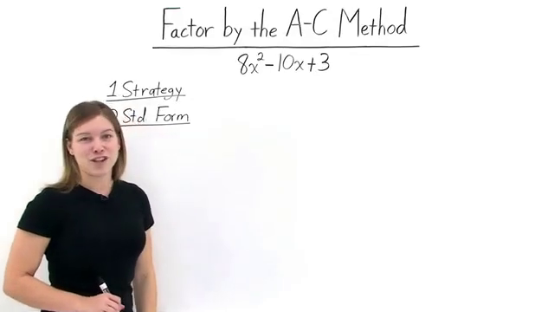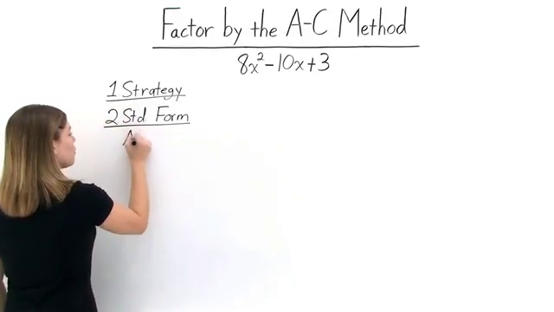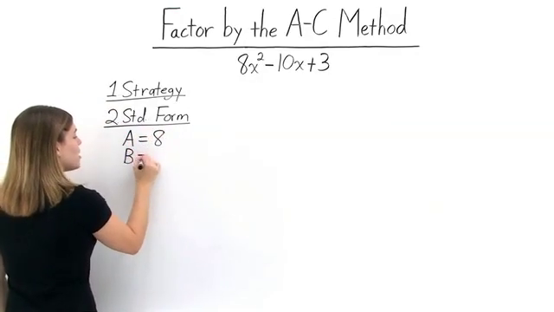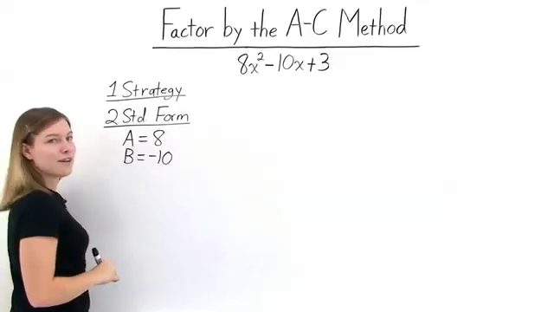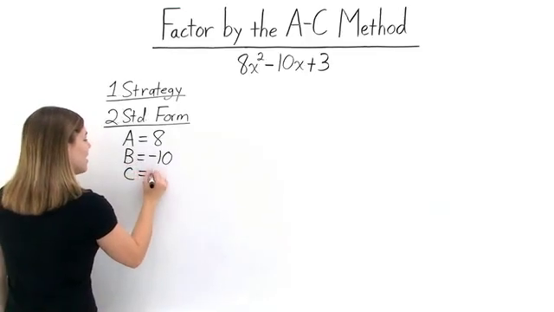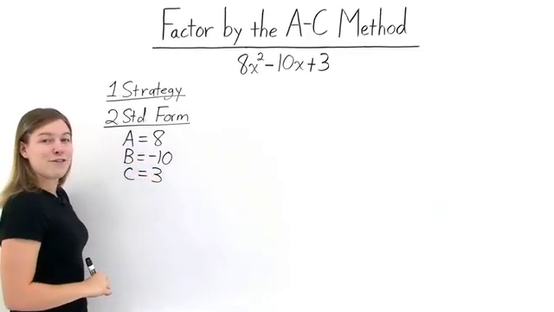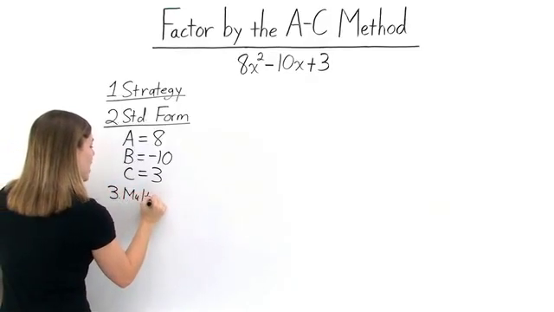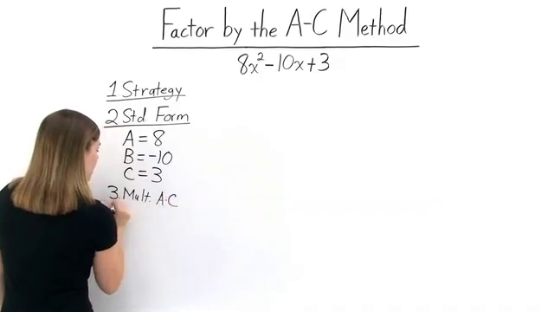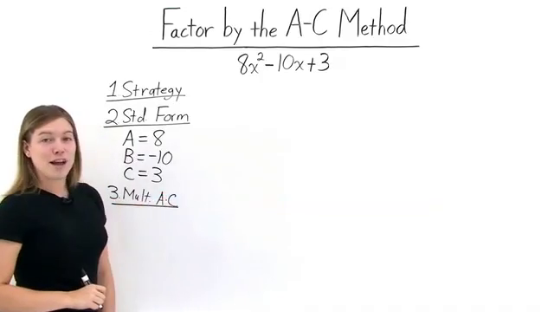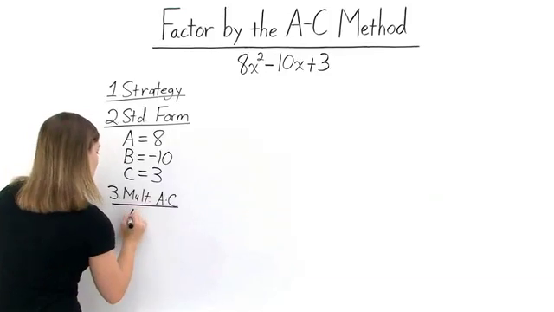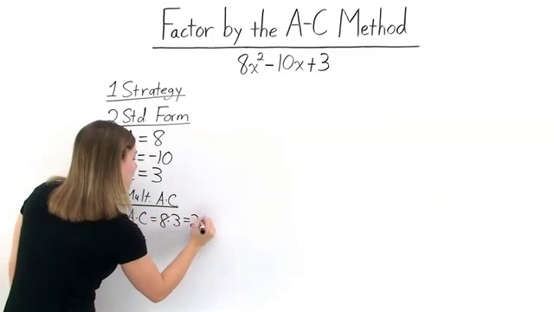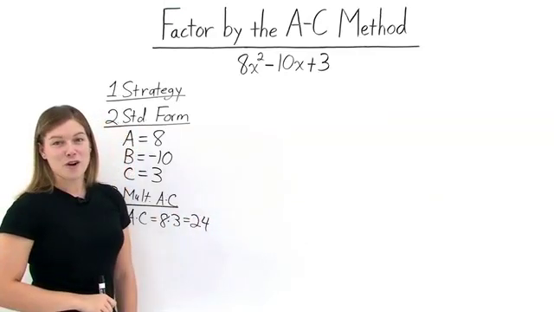So let's pick out the coefficients. The coefficient of our first term, which is a, is 8. The coefficient of our second term, b, is negative 10. And c is 3. Now for step 3. Step number 3 is the actual beginning of the AC method. For this method, we want to first multiply together a times c. So we take a times c, which is 8 times 3, and we get an answer of 24.